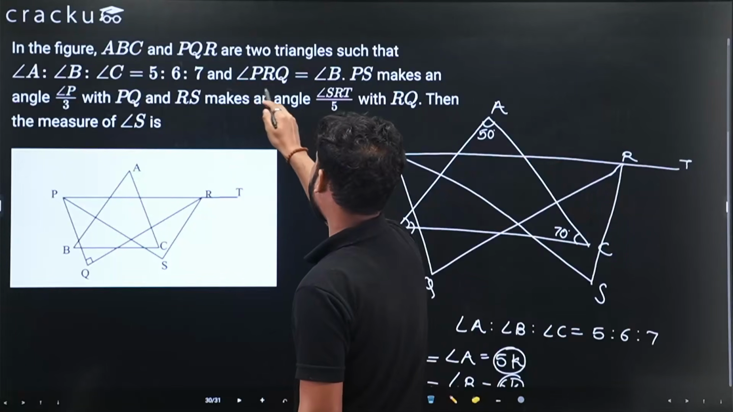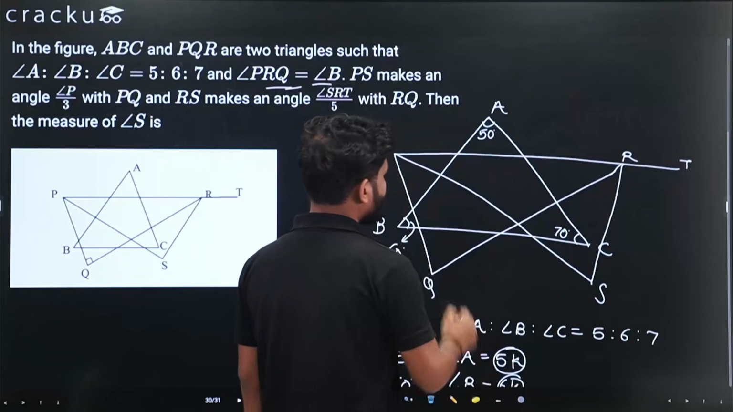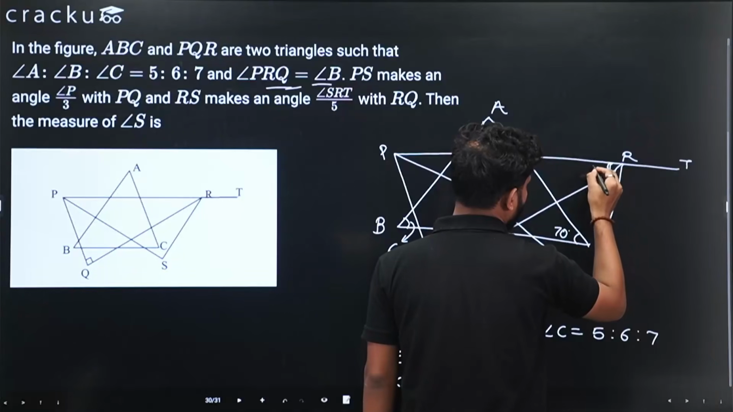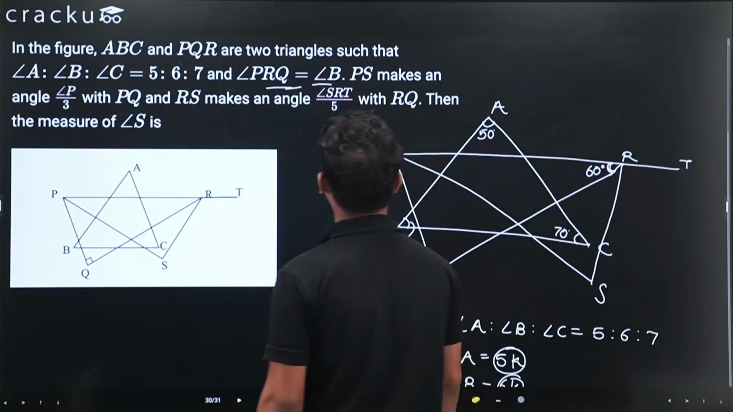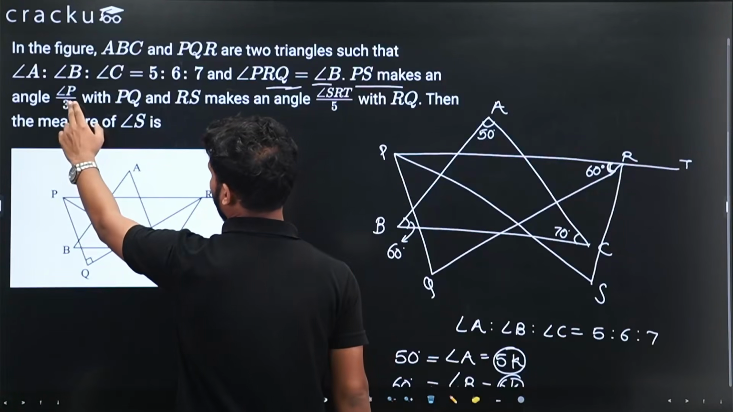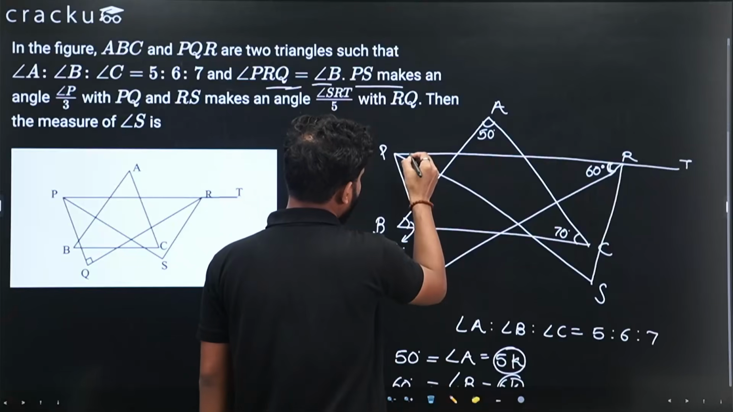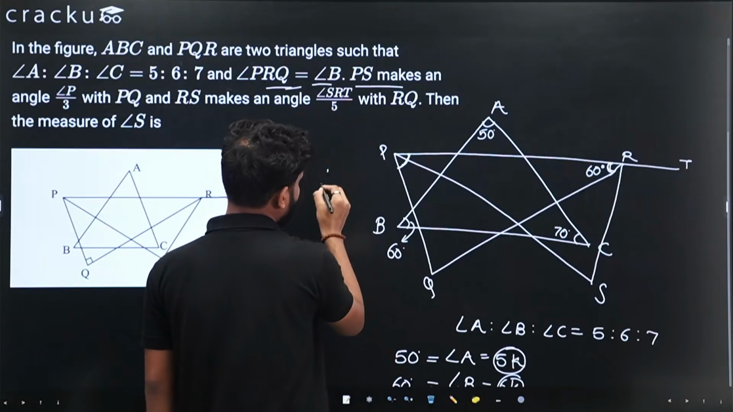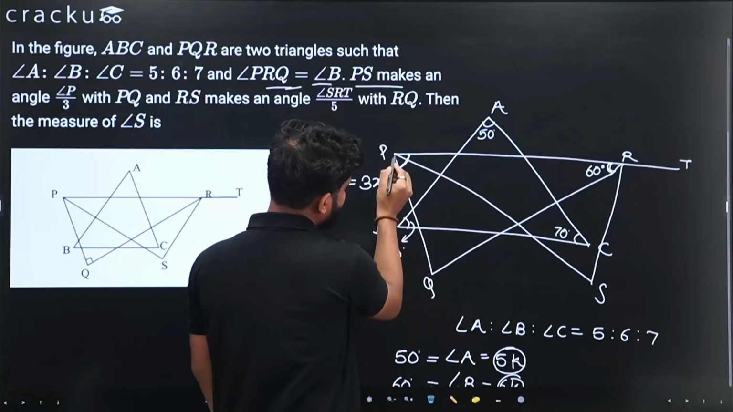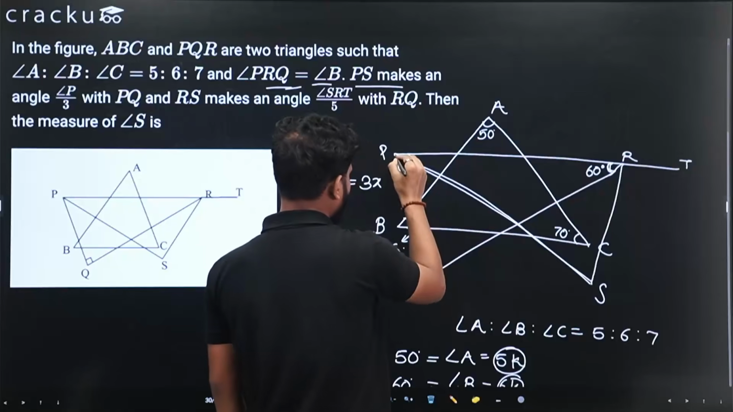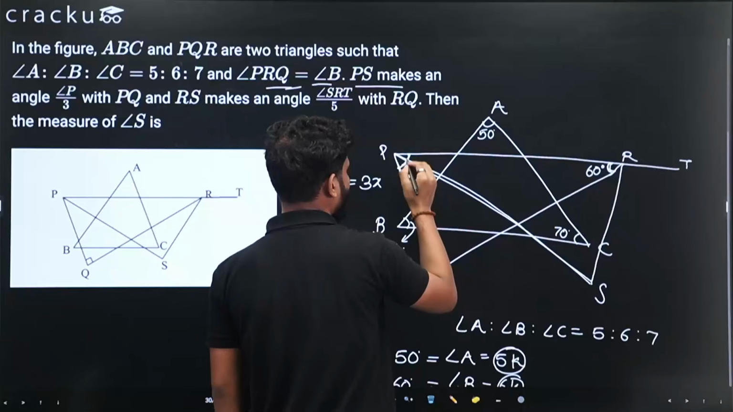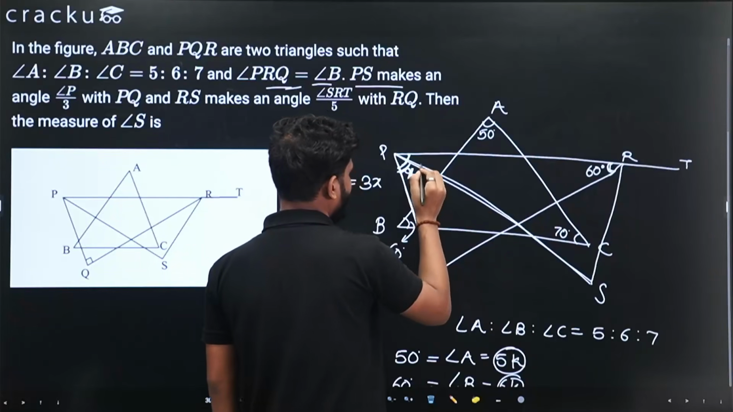Then PRQ is equal to angle B. So PRQ is equal to angle B, so this angle is 60 degree. Then PS makes an angle P by 3 with PQ. So angle P is this complete angle. Let us say angle P is 3x. So PS and PQ will have angle P by 3. P by 3 means this will be x. So this small angle will be x.